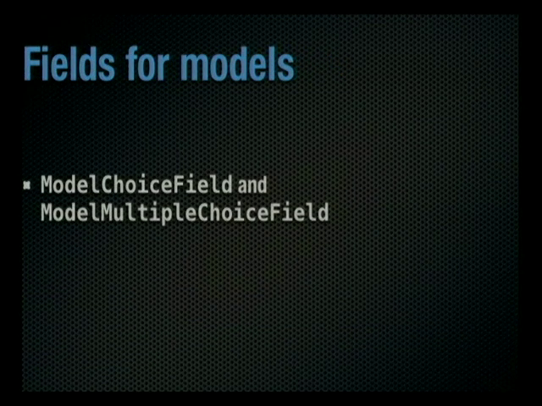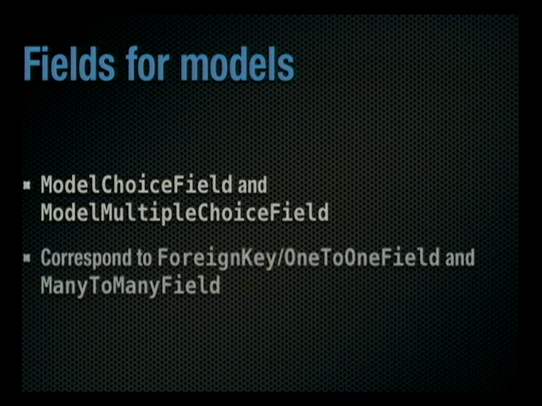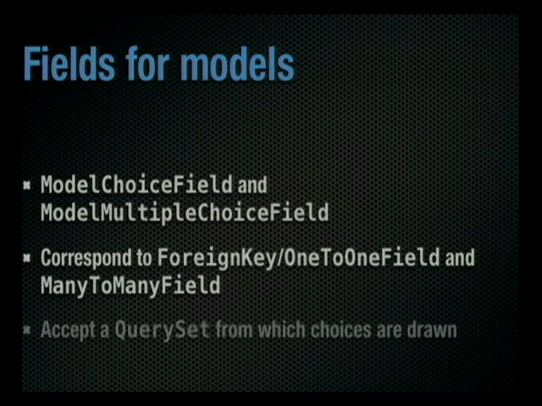There are two special field types that correspond to models. Model choice field, model multiple choice field. Model choice field is how you get basically a foreign key. Let someone choose a single instance of a model. Model multiple choice field is what you'd use for like a many-to-many field, where you need to choose multiple instances of a model.